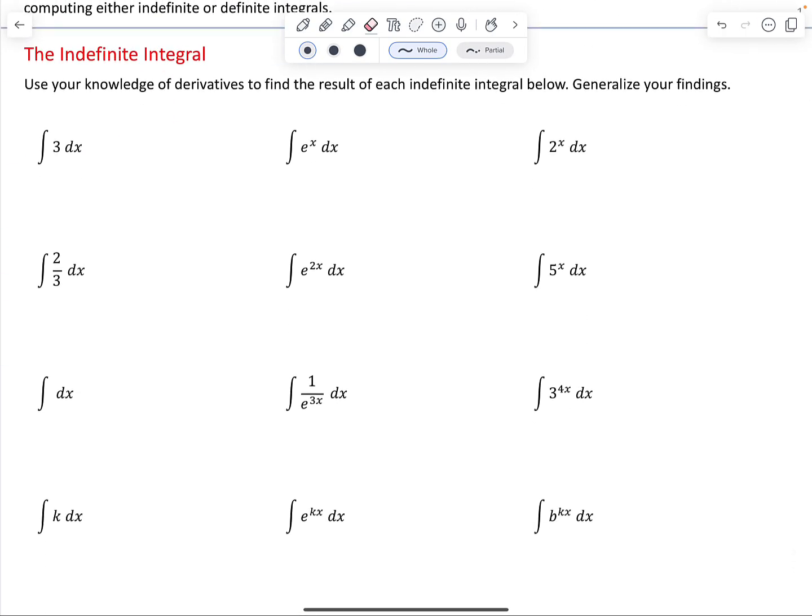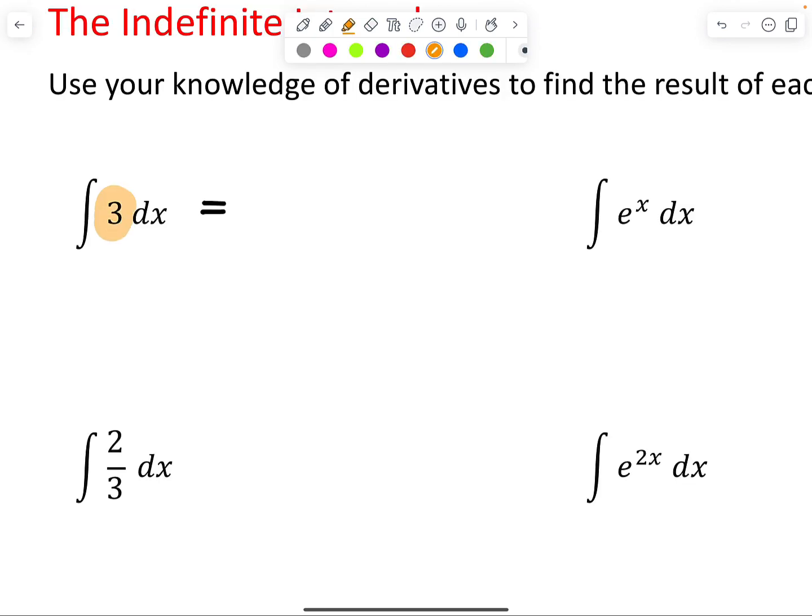Use your knowledge of derivatives to find the result of each indefinite integral below. Generalize your findings. In this first case, our integrand is just 3, so we need a function whose derivative is 3, and the independent variable needs to be x, so that function will be 3x. The derivative of 3x with respect to x is 3. And then, of course, add our family of constants.